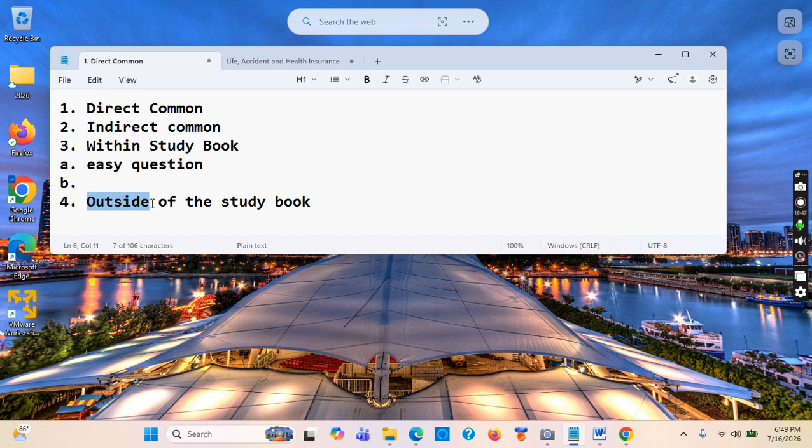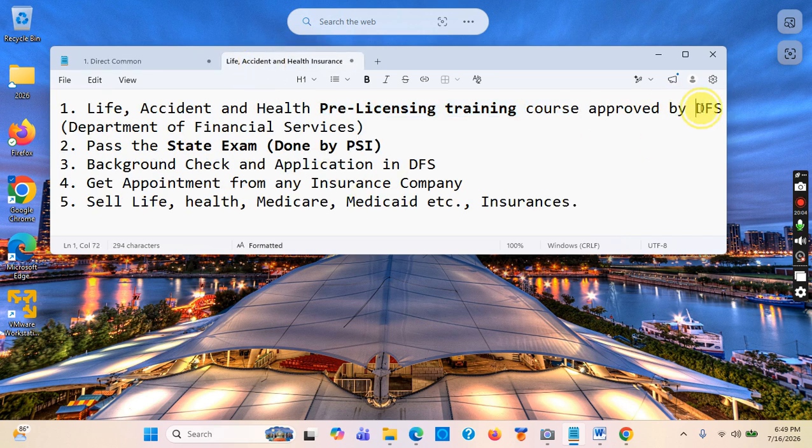Sometimes it feels like the question is out of syllabus or out of the study book. That is because the question is prepared by the Department of Financial Services, not the school where you did your pre-licensing course. Questions are made by the DFS, not the school. Therefore, there is a chance that some questions feel like they are out of syllabus, but they are not. They are within the syllabus, but they feel out of syllabus or out of the study book, because the study book is prepared by the school and the syllabus is prepared by the Department of Financial Services.